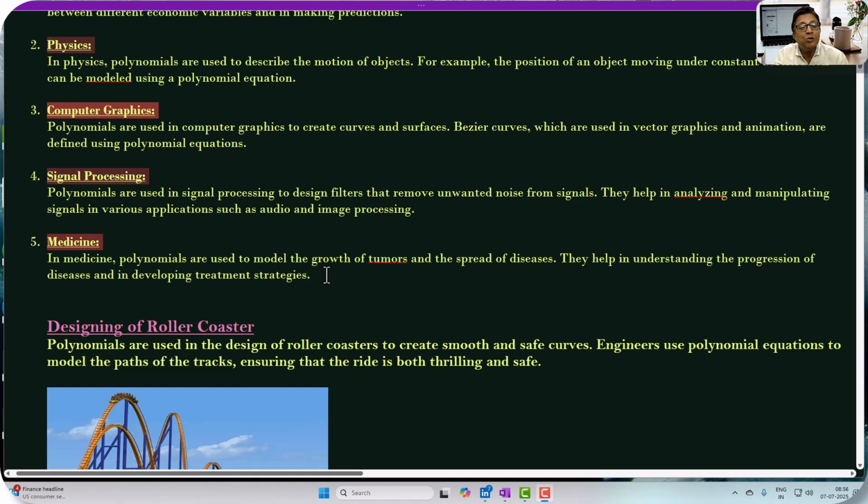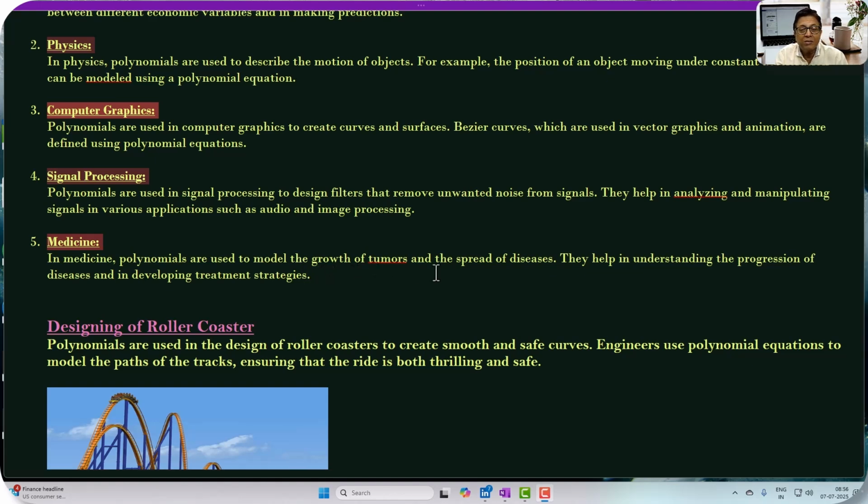Medicine. Polynomials are used to model the growth of tumors and the spread of diseases. Now, medical science is not different from the subject you are going to study. Mathematics is an integral part there. Spread of disease, growth of tumors, this is being studied with the help of polynomials. Many applications are there in medicine, but this is one of them. They help in understanding the progression of diseases and developing treatment strategies.